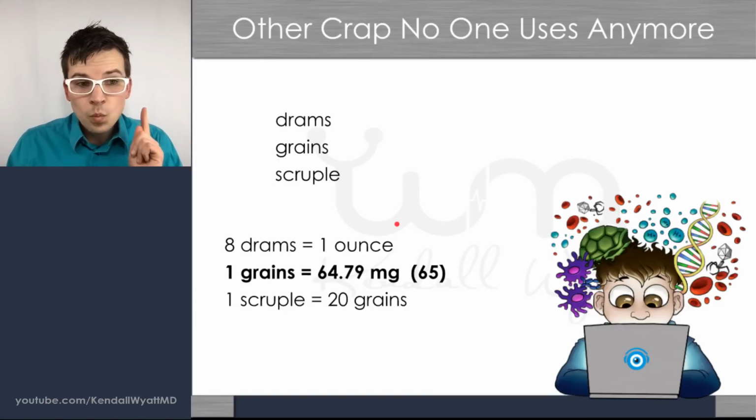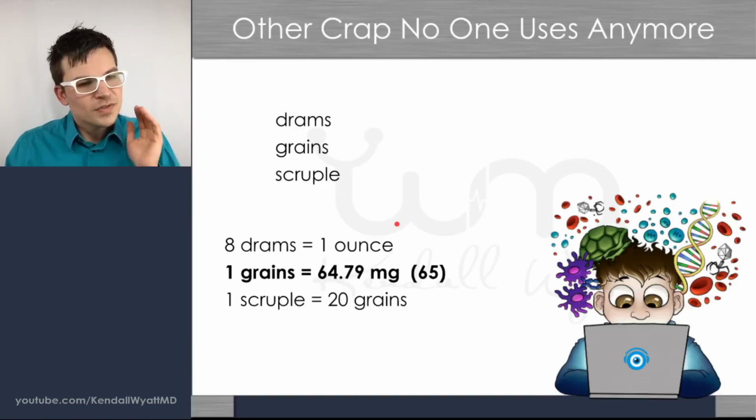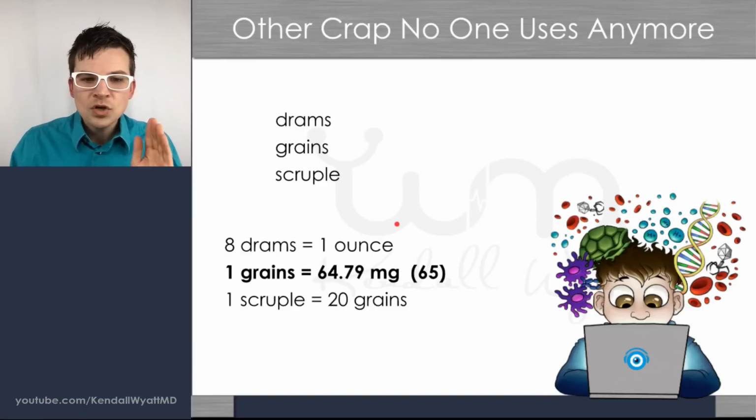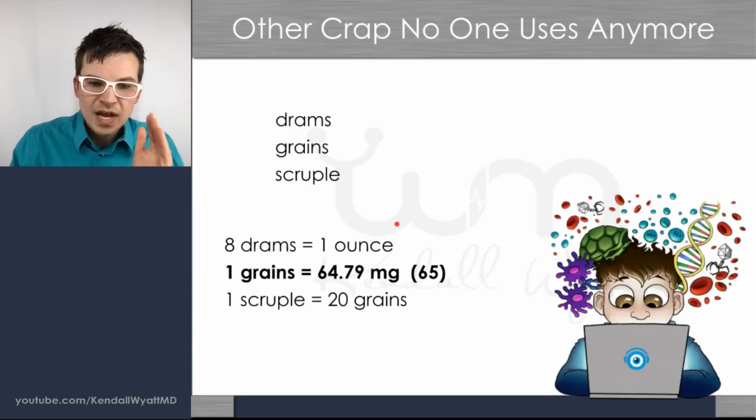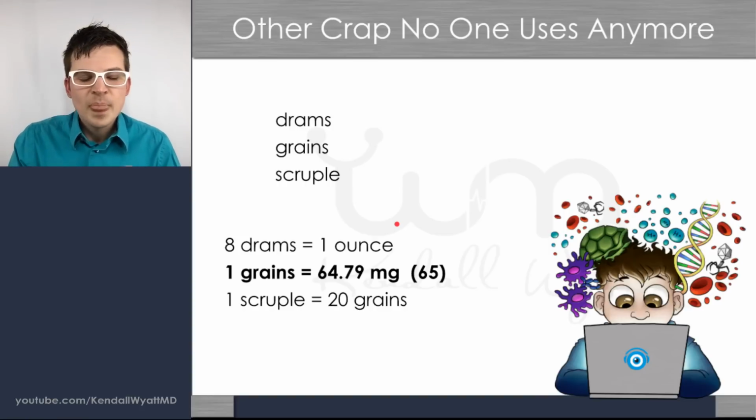Now, the one that I will see tested a lot, and I literally hate it, is a grain. So this is one you just got to write down, don't forget it. 1 grain equals 64.79 milligrams, or 65. And that's pretty much all you really need to know.